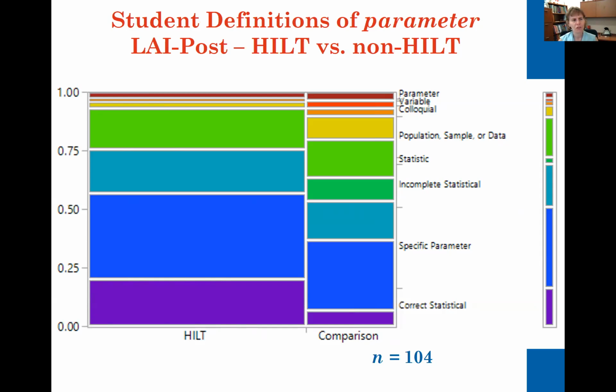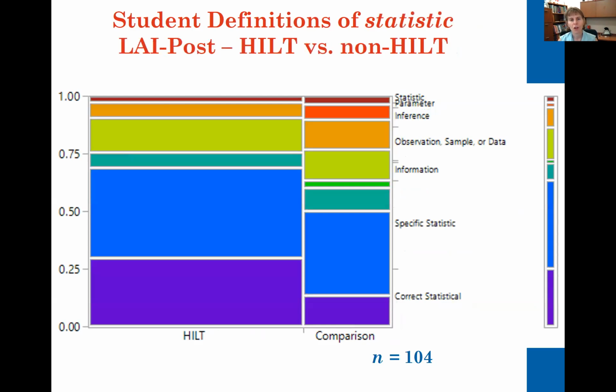We don't do inference on these. I mean, this is sort of pilot data. These are descriptive statistics. We're not doing inference on how well these activities worked, because we know there are a lot of other factors in classrooms that may have affected the students. But we like to think that the HILT instructors and the activities had something to do with this difference. Here's the definition of statistic. Again, we see that about 70% of the HILT students are giving a correct statistical definition or identifying a specific statistic. That number is closer to a half for the comparison students.